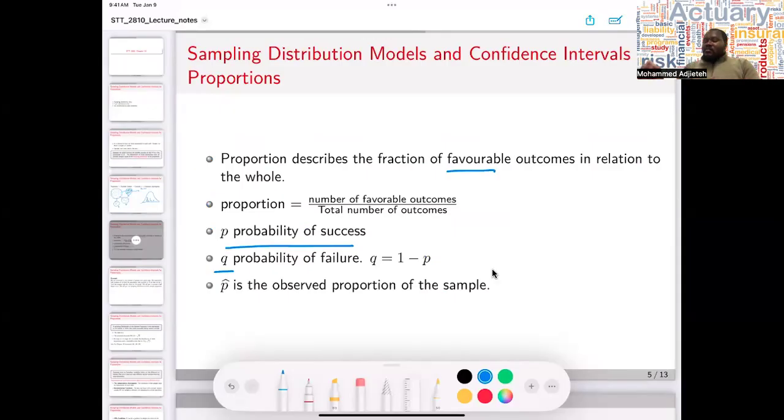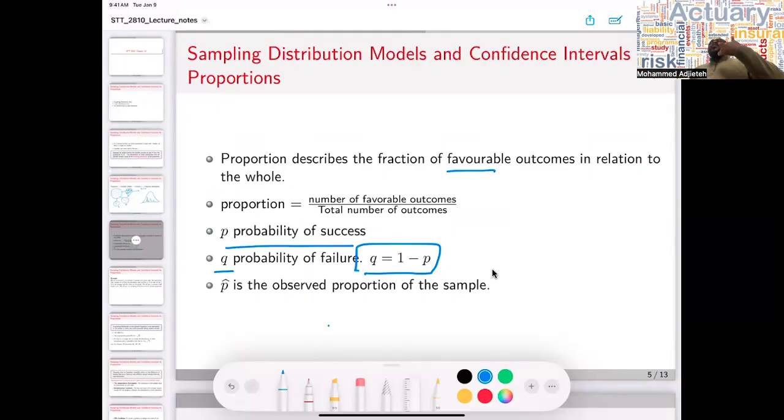So that is the complement. Always have in mind, write this in your notes: Q is always 1 minus P. Does that make sense? Q is always 1 minus P. And this is for the population.